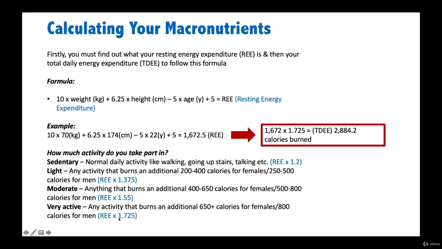So he has to multiply his REE, which is how many calories he burns without exercise, by 1.725. So if we get his 1672 times 1.725, that will give us his TDEE, which is his total daily energy expenditure. So this is basically all of his calories burnt, including exercise, and that gives us a number of 2,884.2 calories burnt in his days where he's working out.